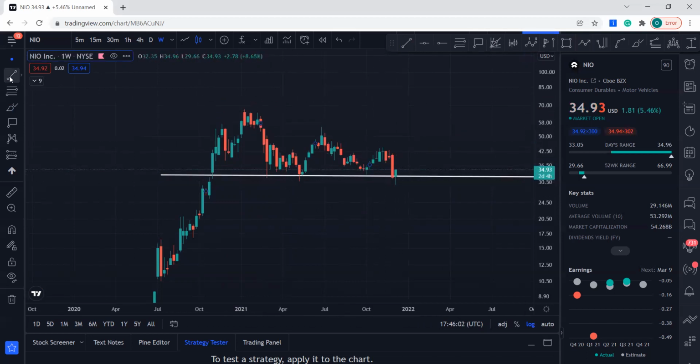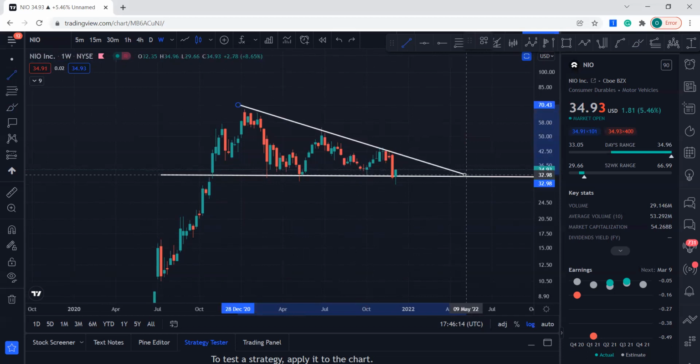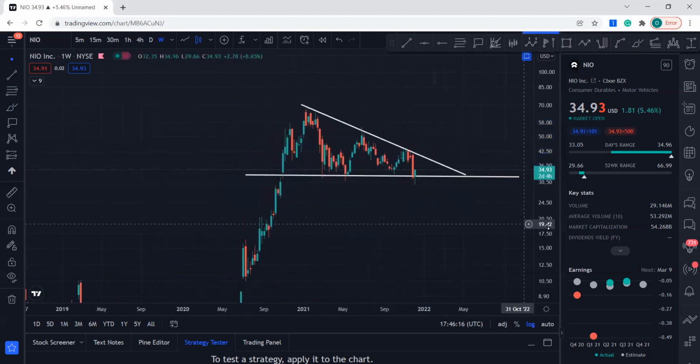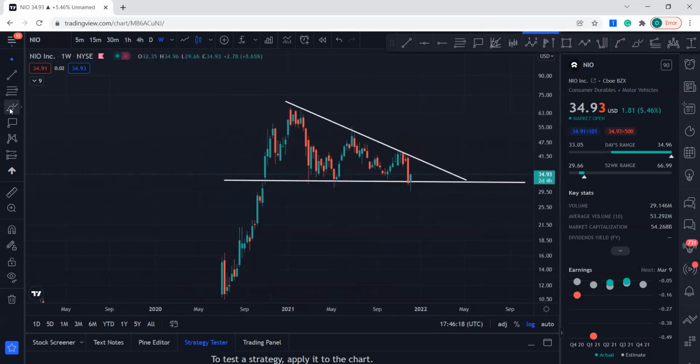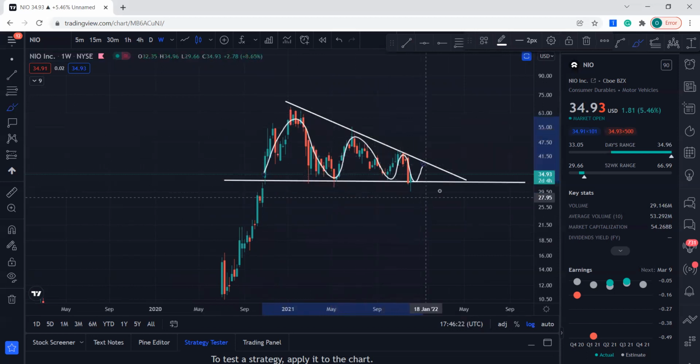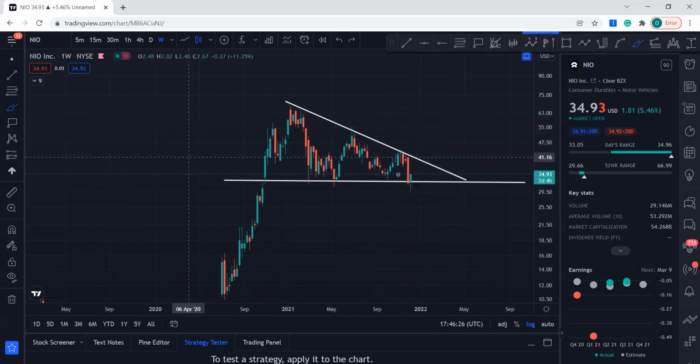So this area over here is a very crucial area for NIO. But also you can see NIO has been forming these higher lows. Look, higher lows. And we can also come to an argument that it is creating a descending triangle. So now it is playing in this manner within this triangle. What we want to see NIO do is just break this resistance.